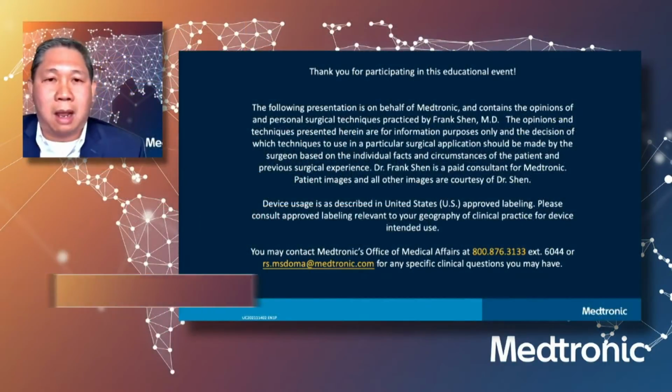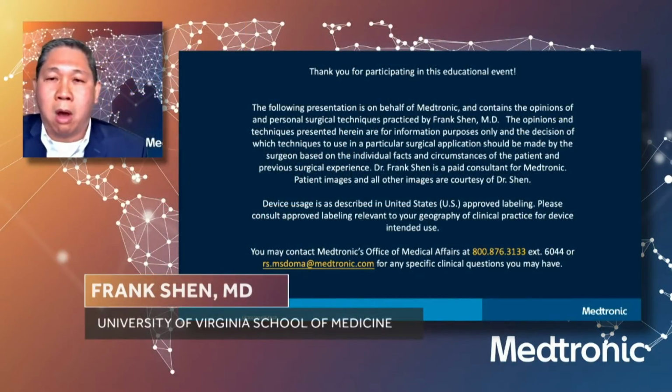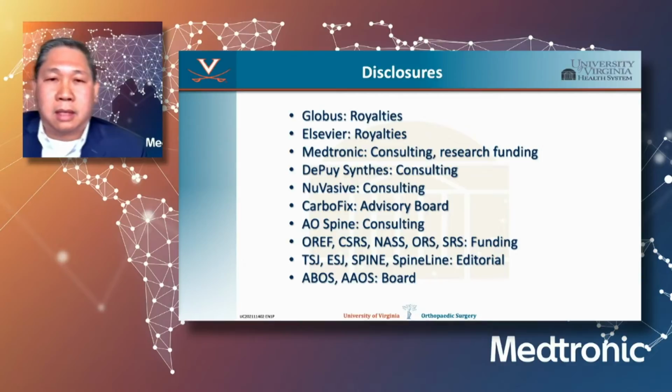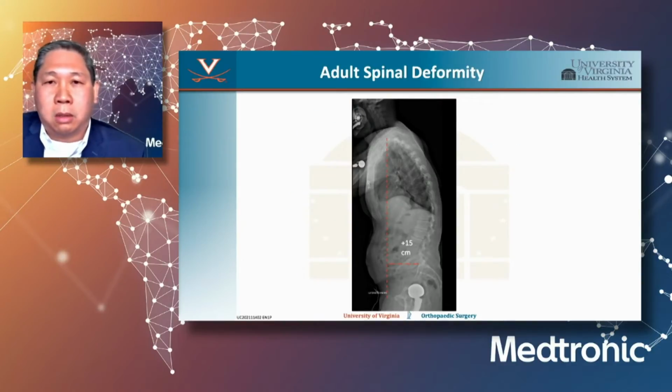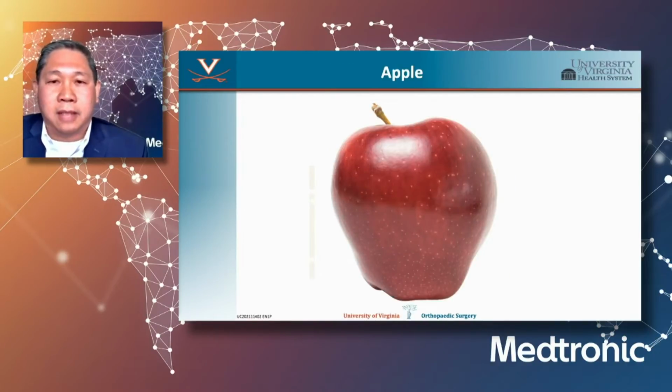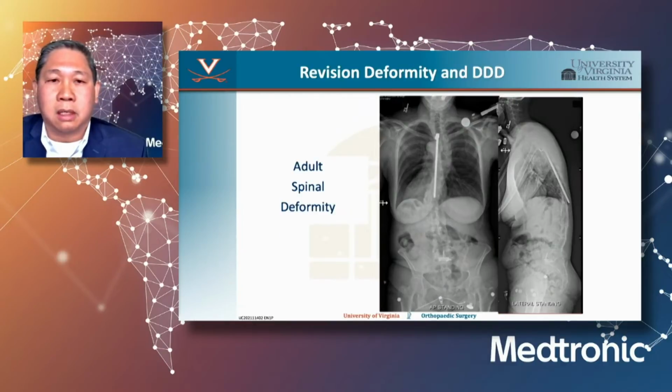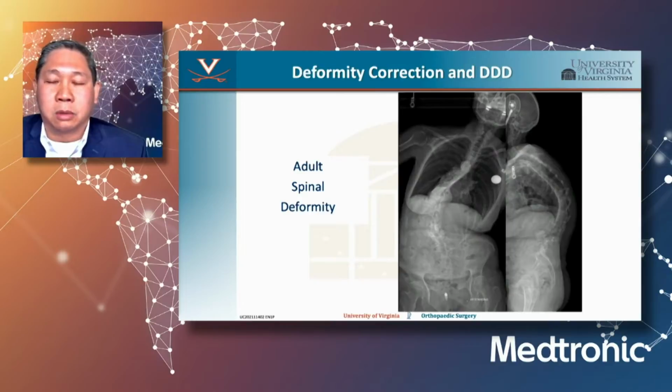Frank? Thanks, Pat. This is a large topic that in some shape or form, as you said, we all will be having in our practice. I'm going to just go over the radiographic and some of the clinical things that I think about. When we talk about adult spinal deformity, this is exactly what we think of as our classic image. If I say apple, this is what you think of. But if you talk to an apple farmer, this is really what they see in their mind. If you look at this case here, this is an adult spinal deformity case. This is an adult spinal deformity case as well.